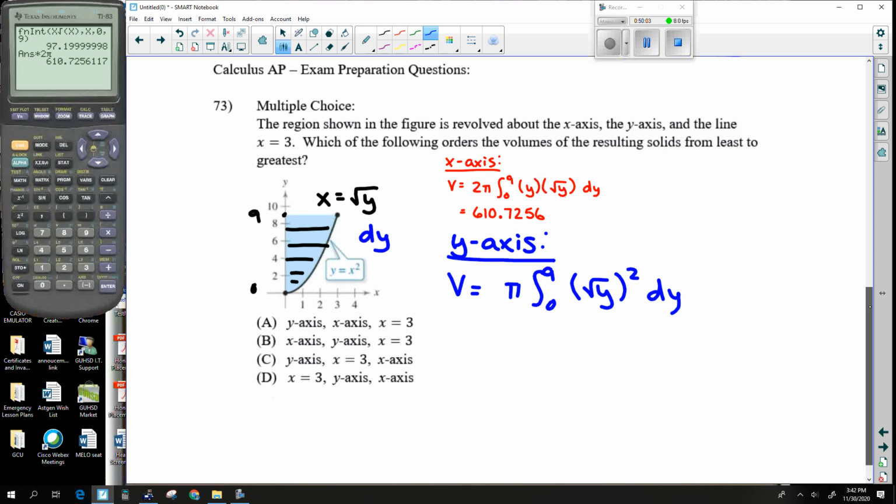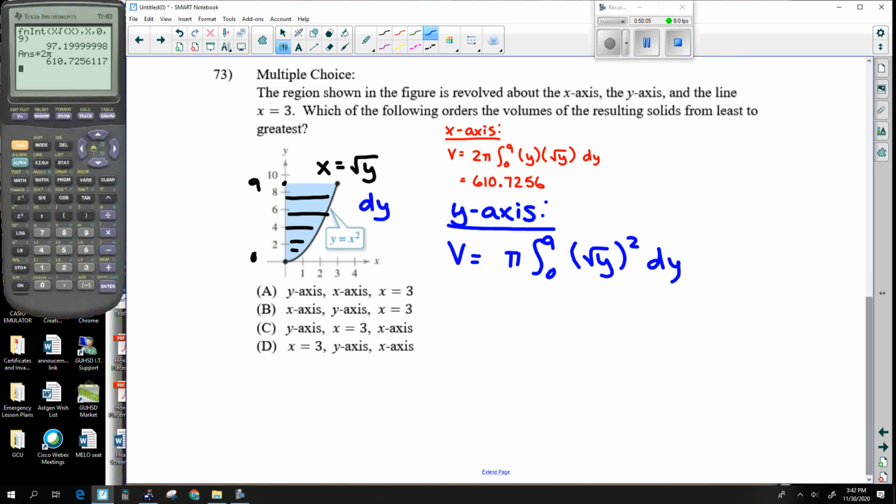pi r squared. Okay, there's no two radii. It is what it is. All right, so the square root of y squared is just y. So this is going to be the integral of y, aka x, with respect to x, from 0 to 9. And then I have to multiply this by pi.